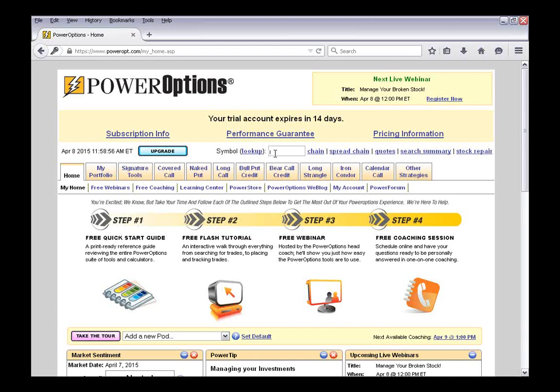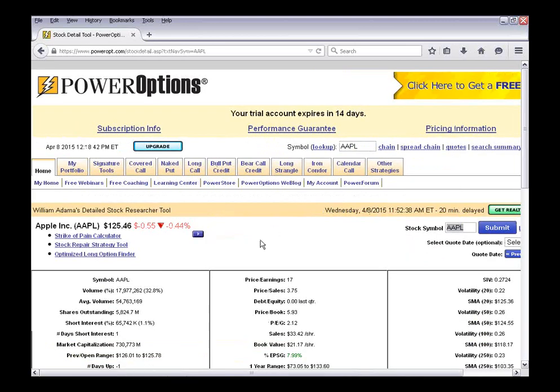All right, so first off, I'm just going to take a general look right now at where Apple is. So let's go ahead and take a look at the quotes for Apple here on Power Options. Oh, this is going to be perfect. Apple's right at 125.46 right now.